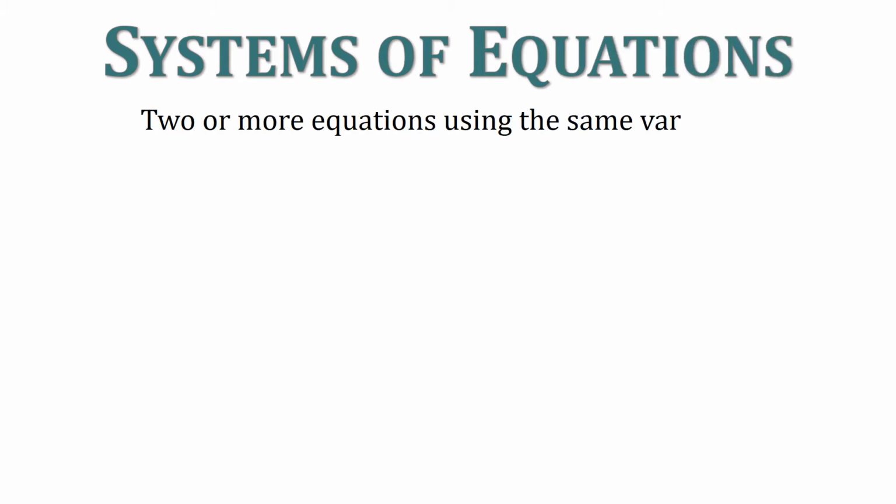Two or more equations using the same variable, two or more. We can have 3 equations, 4 equations, 5 equations. It could get a little lengthy. But 2 or more equations using the same variable. So here is an example. Both equations have x and y, and there are 2 equations. If there are 3 equations, then they would also have a z. If there are 4 equations, we'd probably have a w.